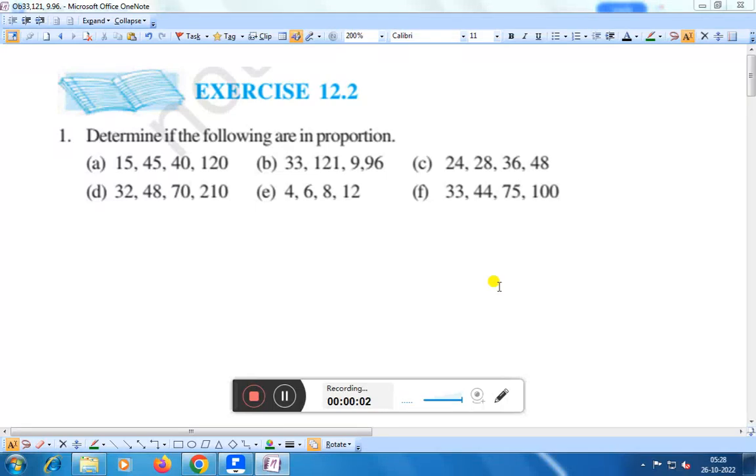Hello everyone. Today we shall discuss exercise 12.2 question number 1. Determine if the following are in proportion. Question number A: 15, 45, 40, 120.